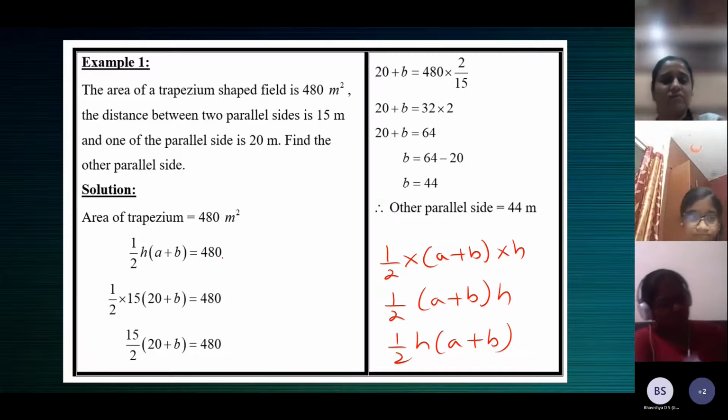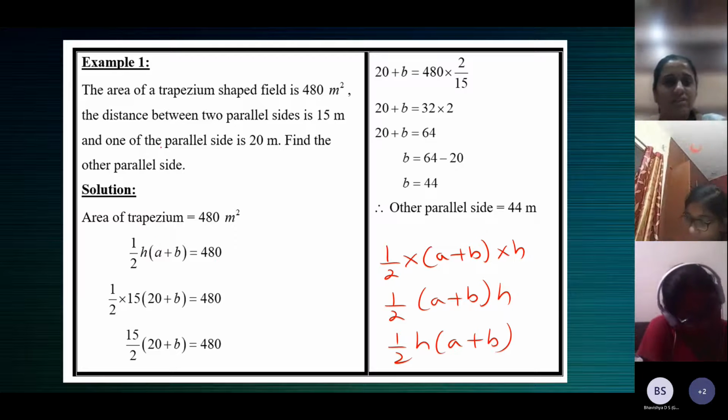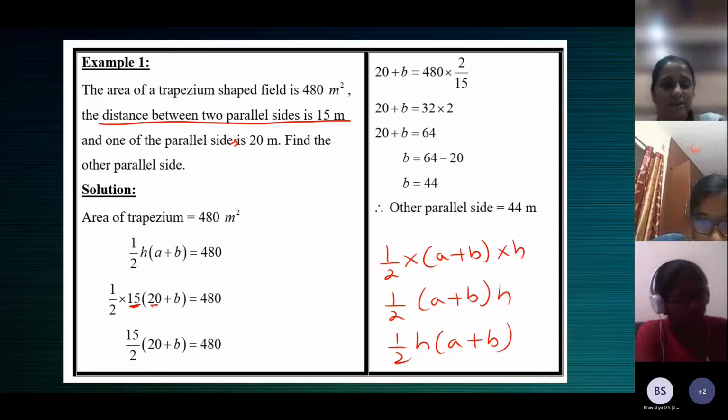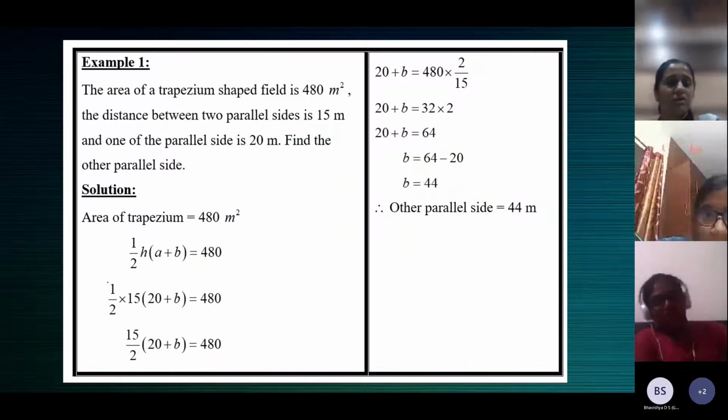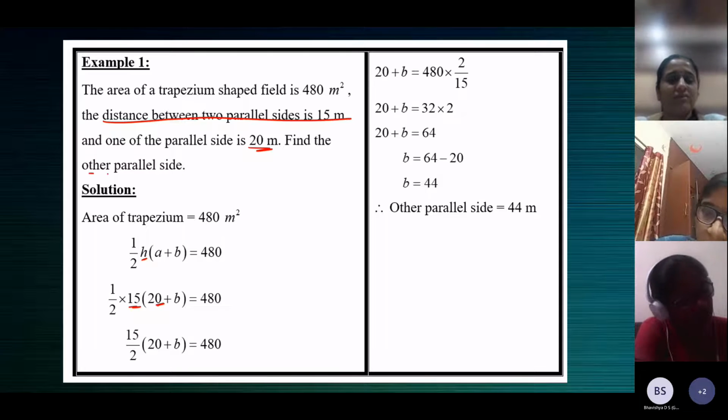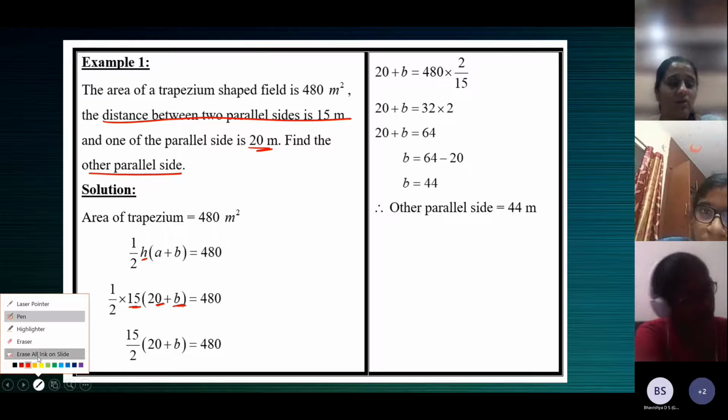So half H into A plus B is equal to 480. What is H? What's the distance here? The distance between the two parallel sides is 15 meters. So H is 15. One of the parallel sides is 20 meters. So A is 20. The other one, B, we do not know. In this formula, half H into A plus B, equal to 480, we know H is 15, the distance between the parallel sides, and A is 20. We have to find the length of the other parallel side, which is B. So work this and find the value of B.